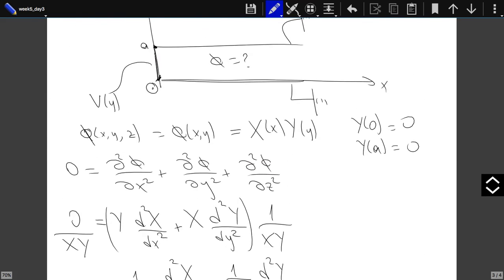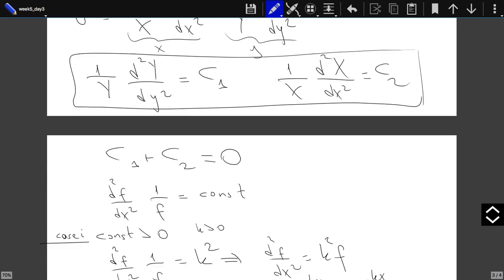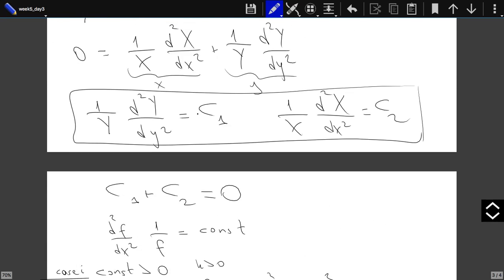So now we have these constraints. Y at 0 and y at a both had to be 0. And for that to be satisfied, C1 should be negative, because only in that case the y solution can take the value 0 twice. And hence C2 will have to be positive, because C2 is minus C1 and C1 is negative. So let's pick these up.